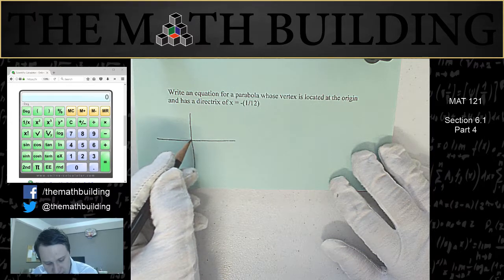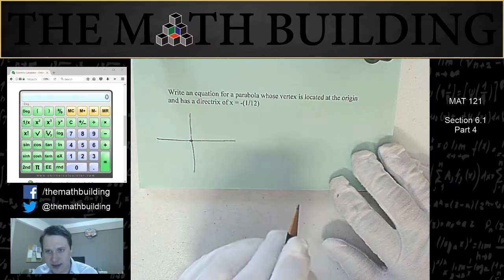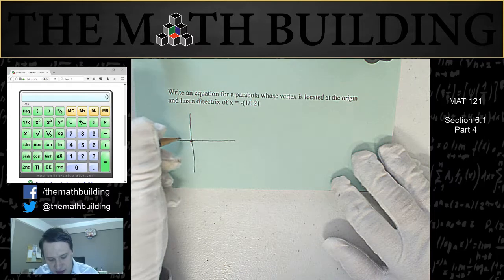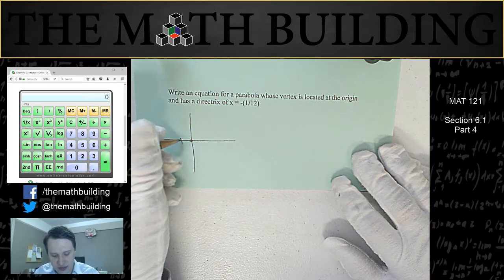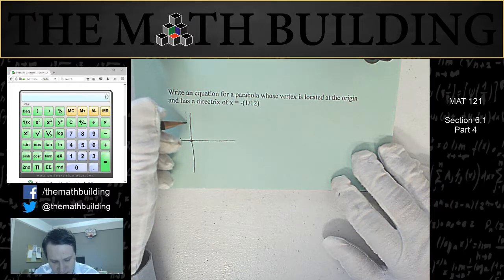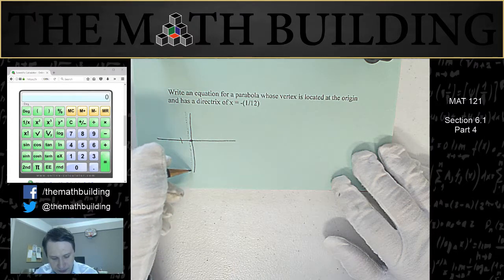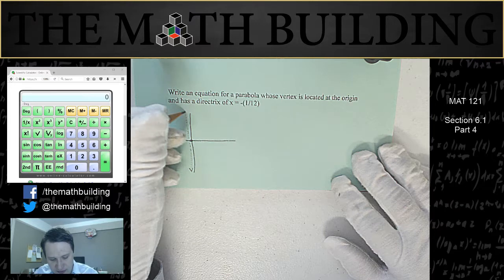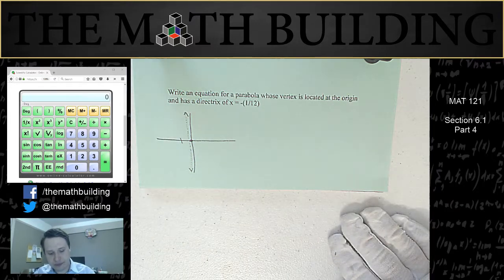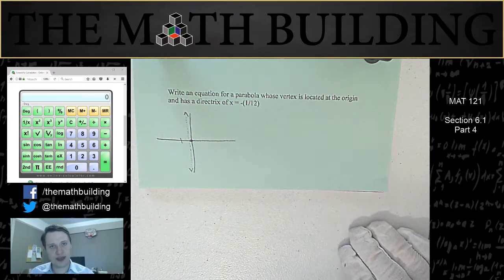We have our vertex at the origin, which is helpful. And our directrix is the line x equals negative 1/12. So here's 1. Our directrix is going to be really close to the vertex. Also, it's vertical because it's x equals and it's negative. So that's all the information they give us. So let's think about how to do this.